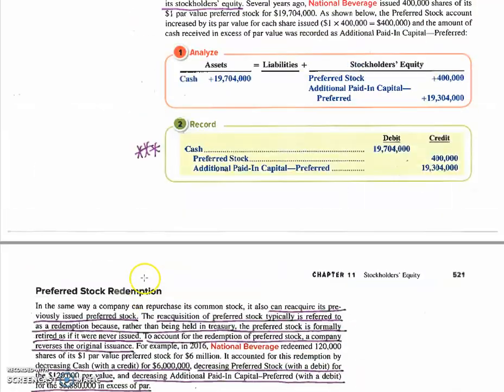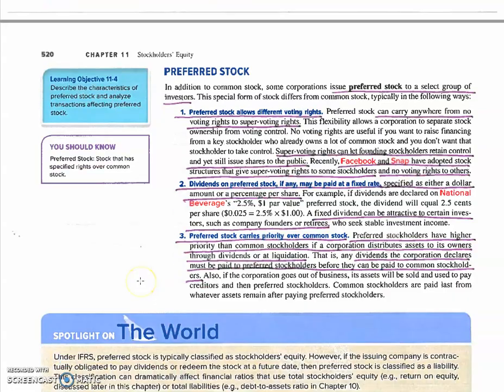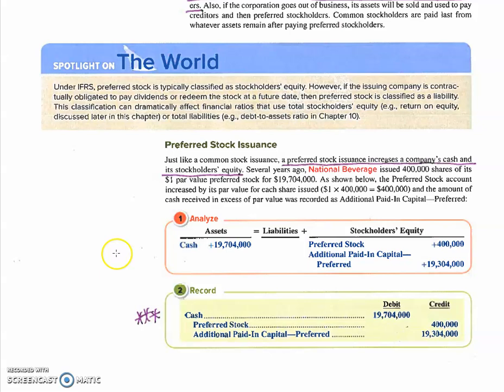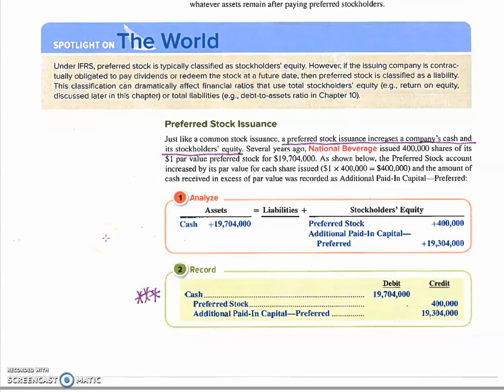Now let me go back up to where we were and move back down through the material. So when you sell preferred stock, the journal entry is just as it was when we sold common stock. We debit cash for the amount of cash received. If we receive another asset in exchange for the preferred stock, we would debit that asset. We credit preferred stock at par value and then credit additional paid-in capital for any additional amount we've collected.